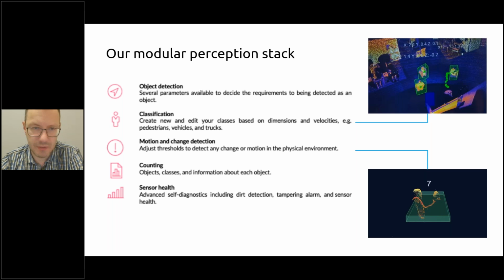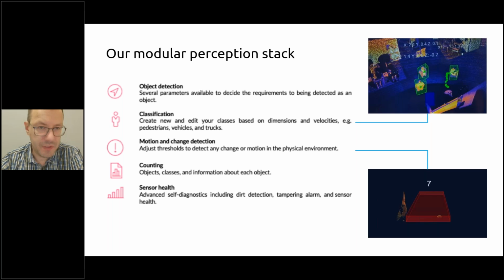Also, we are providing a lot of additional metadata, like counting the objects, counting the classes, giving information about overall how many objects and what kind of classes are in the field of view of the sensor, or how many objects and what kind of classes are in a specific three-dimensional zone, together with extra metadata about every object: dimensions, speed, acceleration, all this additional information.